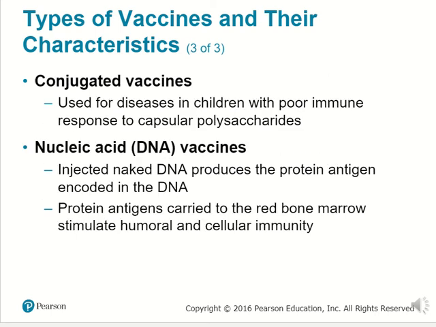There are also conjugated vaccines, which are used for diseases in children and people with poor immune response to capsular polysaccharides. And then there are nucleic acid DNA vaccines. These involve injecting an exposed string of DNA, which is then used to produce an antigen encoded in that DNA strand. Protein antigens carry to the red bone marrow, stimulate humoral and cellular immunity.